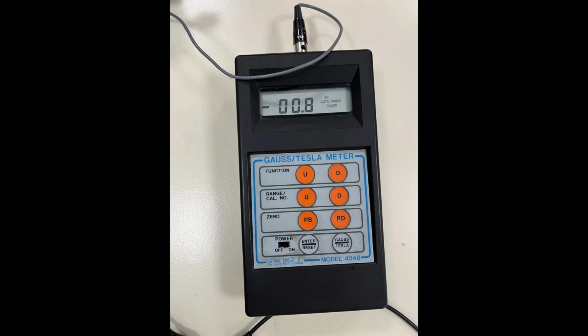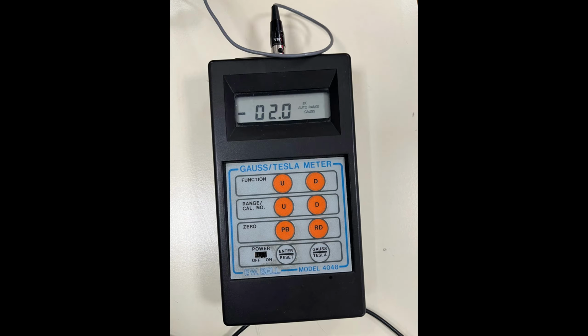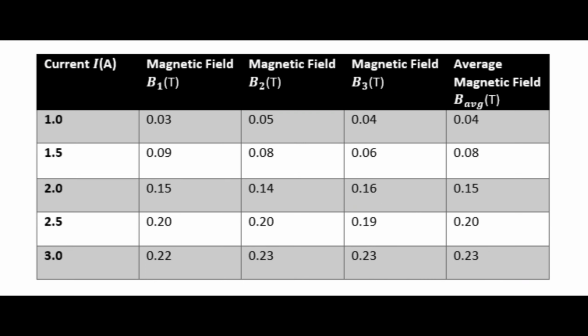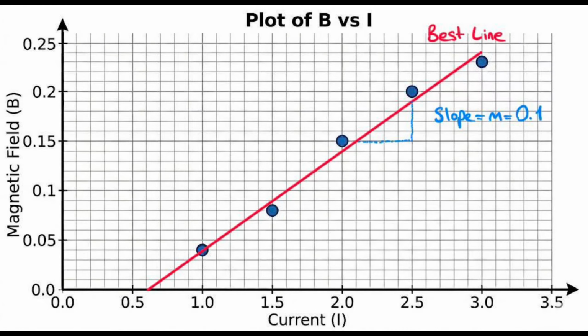I varied the current from 1 ampere to 3 amperes in increments of 0.5 amperes. To minimize random error, I measured the magnetic field 3 times at each current level and calculated the average. The plot of magnetic field versus current shows a clear linear relationship as predicted by theory. The slope of this line was approximately 0.1 Tesla over ampere.